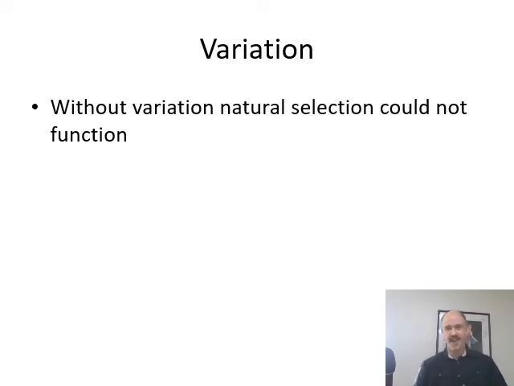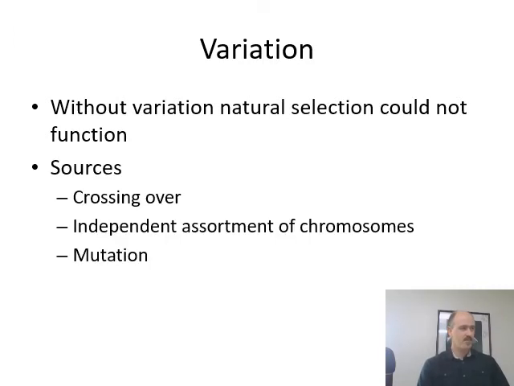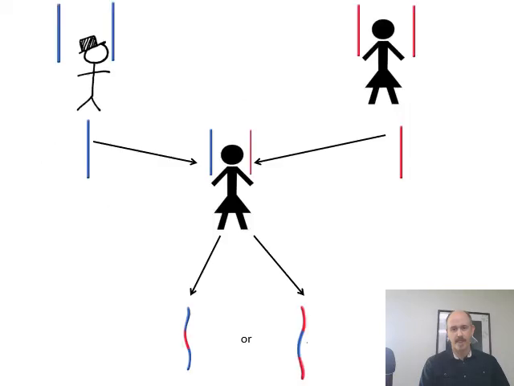And variation is absolutely vital for natural selection to take place. If we were all clones of each other, natural selection wouldn't work. So it gives us new combinations. It's not making new DNA really, but it's mixing up combinations of DNA from your mom and dad, putting them onto the same chromosome. Sources of variation include these three things. The first two are the important ones for this chapter. Crossing over and independent assortment of chromosomes. Mutation will come up a couple chapters from now when we talk about replication and gene expression.